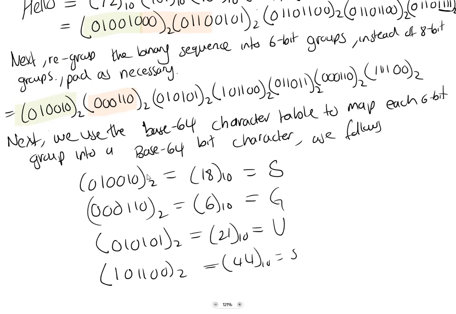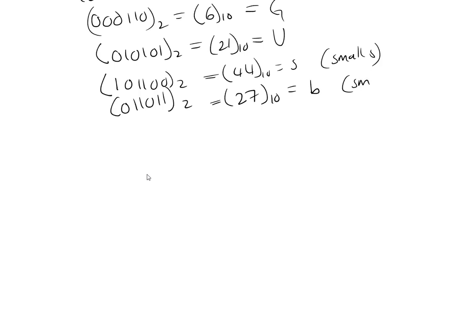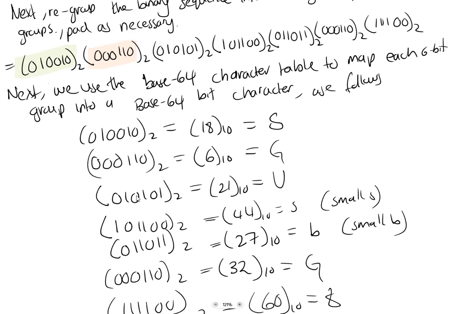Okay, good. And then this next one is, notice this is a small s. Okay. This is 0, 1, 1, 0, 1, 1, which becomes 27, which is equal to a small b. Okay. 0, 0, 0, 1, 1, 0 becomes 6, which is big G. And then 1, 1, 1, 1, 0, 0 in base 2, which becomes 60 in base 10, and that's an 8. Okay, so far so good, easy, right?